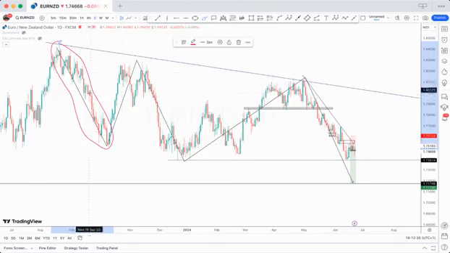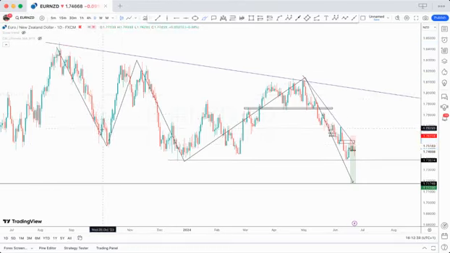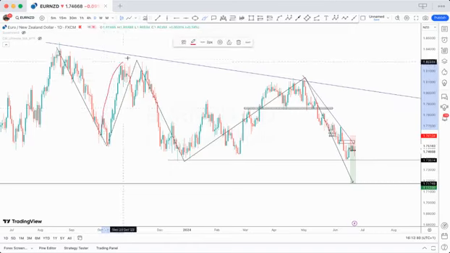So this actually ended, and then it gave room for this upward movement to continue. You can see, this upward movement would be regarded as a correction.